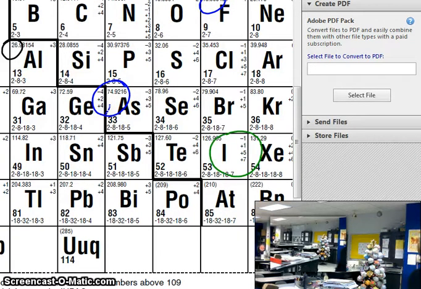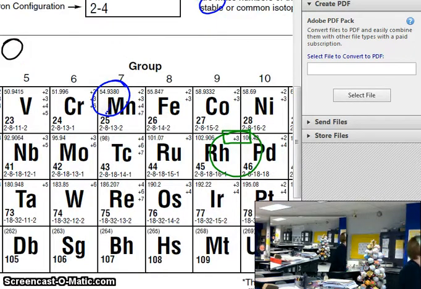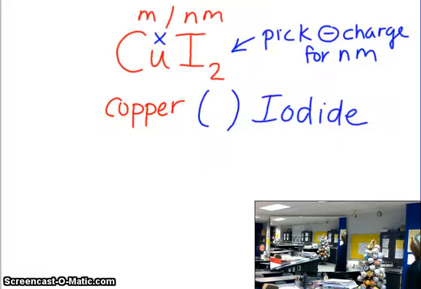Now if you look in iodine's box, it has -1, +1, +5, +7. We pick the negative. Always pick the negative for your non-metal. So we will pick our negative for iodine. It gets a -1 charge. Okay, now copper doesn't have a subscript, so I'll just plug in a 1 there.